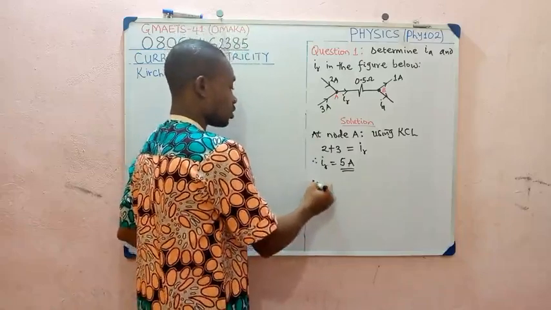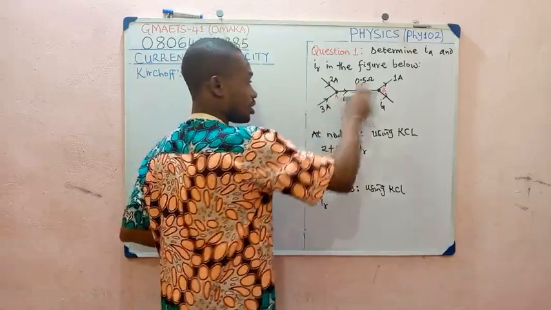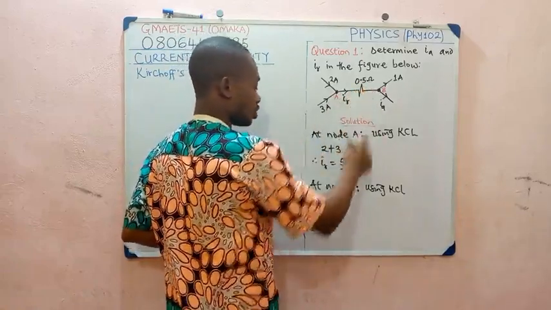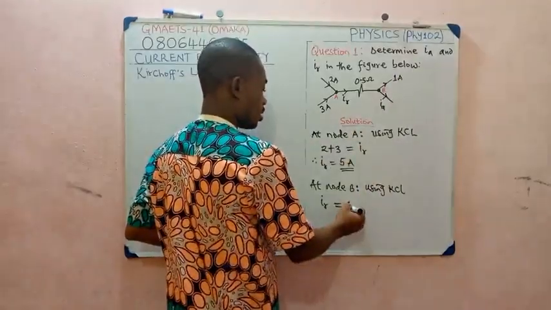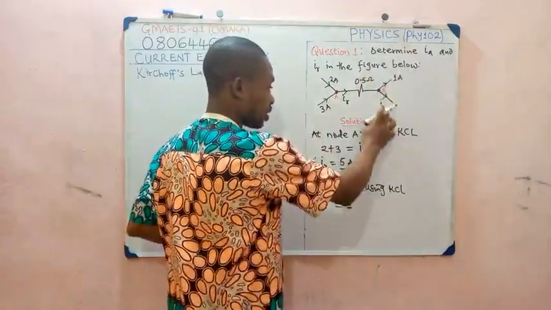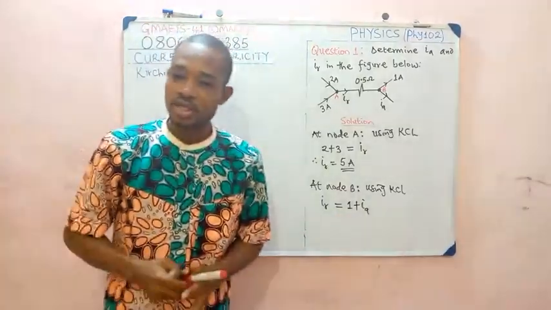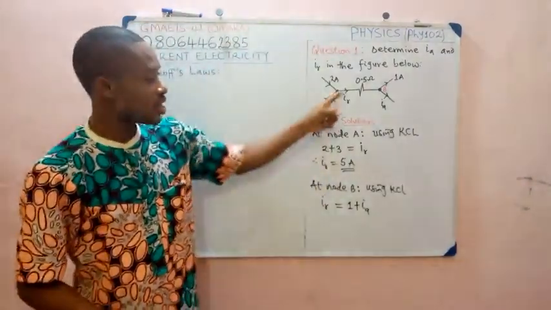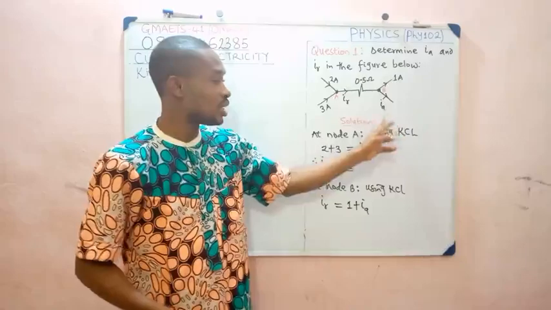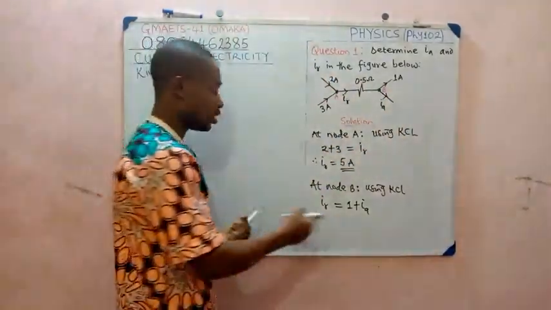Now let us move on to node B. You notice that IR is entering. Is that okay? IR is entering. So that will be equal to the ones leaving. And the ones leaving are this 1 ampere and IA. Is that okay? So you see how we've written current entering equal to sum of current leaving. This IR is entering this node B, and then current IA and current 1 ampere, they're leaving node B.